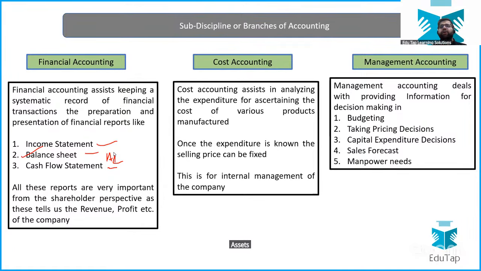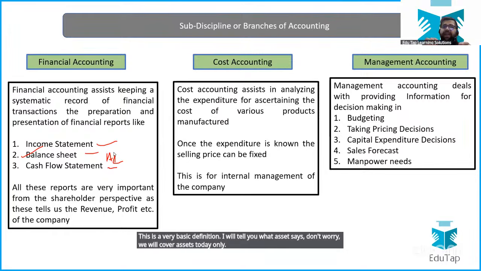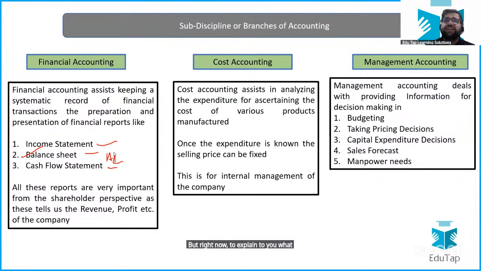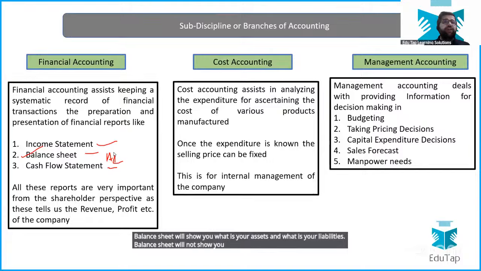Assets is basically all your property which you can sell and earn money from. This is a very basic definition. I will tell you what assets are. Don't worry, we will cover assets today only. But right now, to explain what a balance sheet is: it will show you your assets and your liabilities. Balance sheet will not show you the profit and losses because that is the responsibility of the income statement.